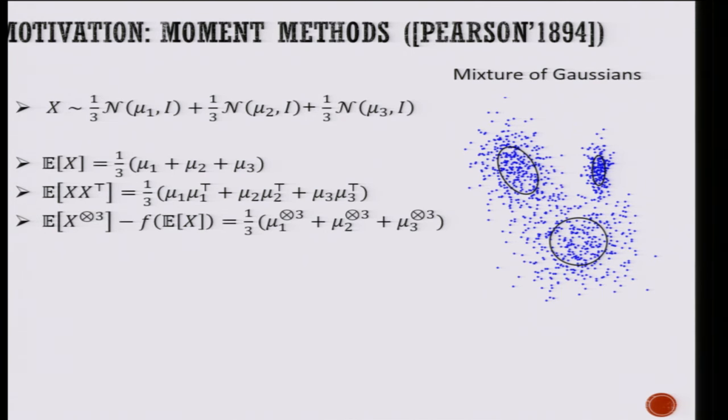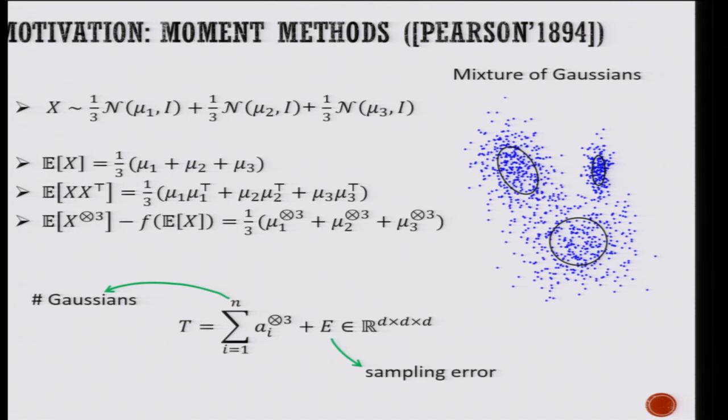So now there is enough information to actually identify mu1, mu2, and mu3. Let's say they are in low dimension, like dimension 3, for example. What Karl Pearson did is that he calculated this moment and tried to solve this system of equations by hand. And 100 years later, we realized that this is exactly our tensor decomposition problem. We have a tensor, its a_i's are actually the mu_i's in this example, n is the number of Gaussians that you can handle, and e is the sampling error, because you cannot really get the true moment, you have to use samples to estimate it. That's why we want n to be as large as possible so that we can handle as many Gaussians as possible. We also want the error tolerance to be as large as possible so that we only need a small number of samples.